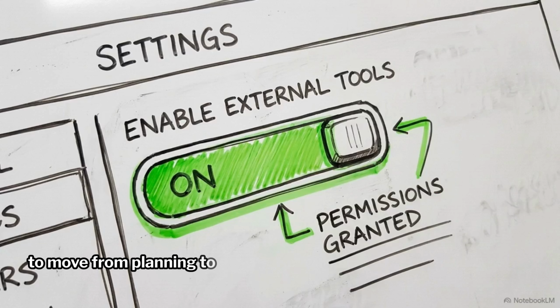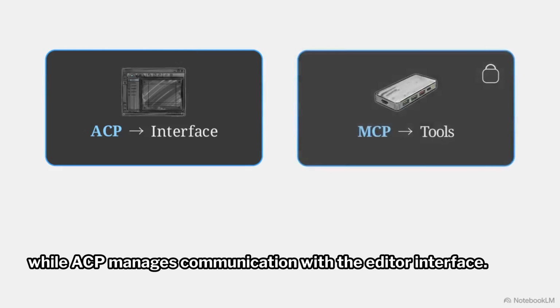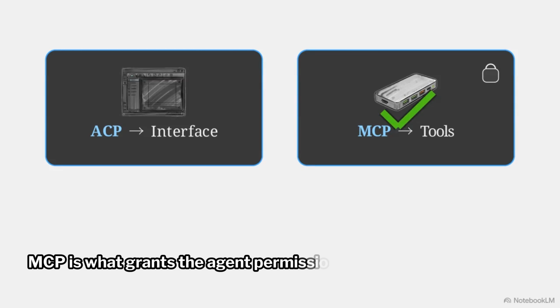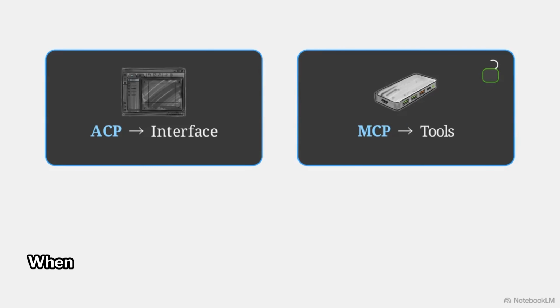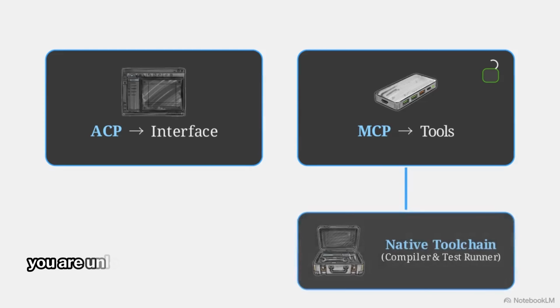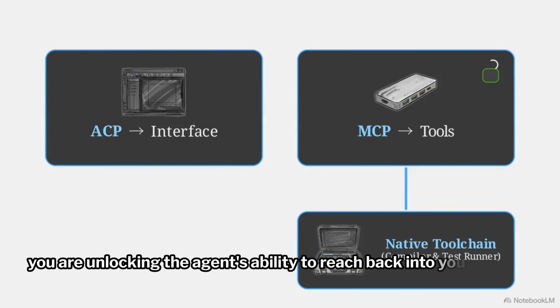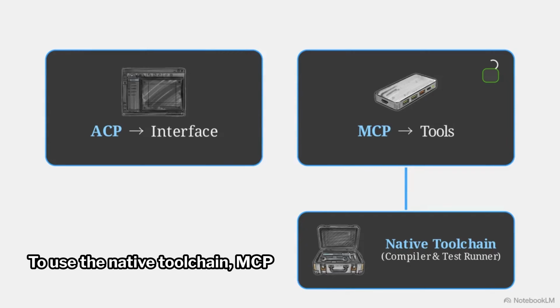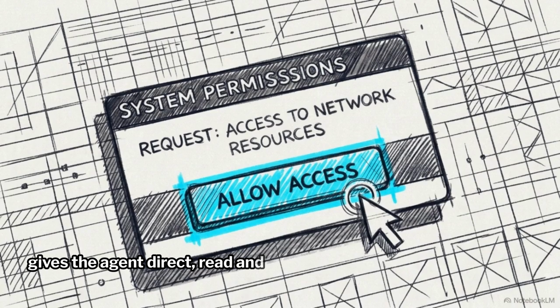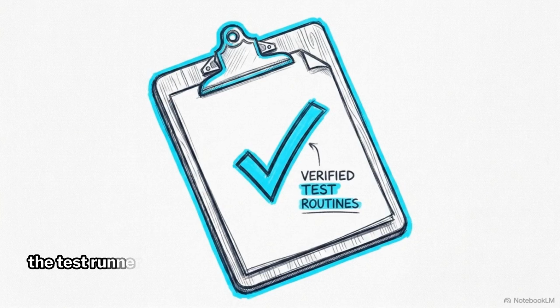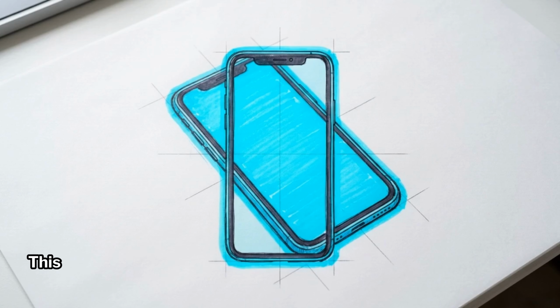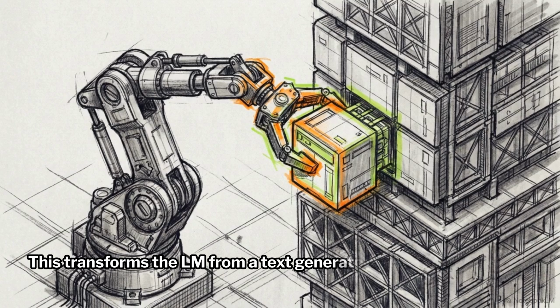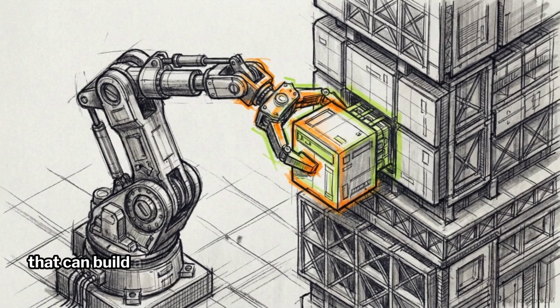To move from planning to execution, Xcode utilizes another standard, the Model Context Protocol, or MCP. While ACP manages communication with the editor interface, MCP is what grants the agent permission to use actual tools. When you enable the MCP toggle, you are unlocking the agent's ability to reach back into your system to use the native toolchain. MCP gives the agent direct read and write access to the compiler, the test runner, and the simulator runtimes.